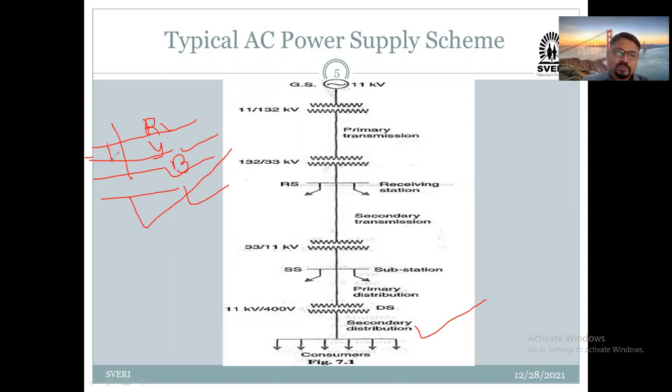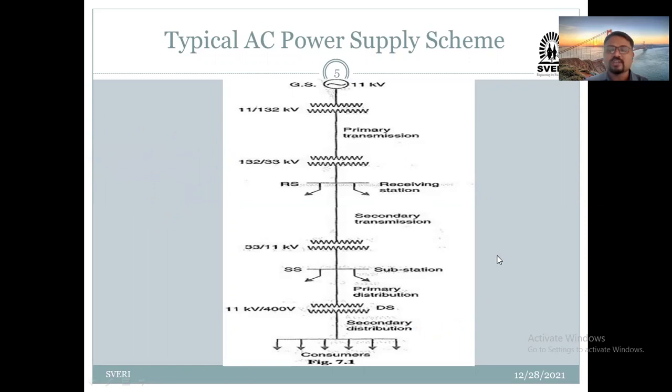If you take any two phases, how much voltage will be there between them? How much is it there? Yesterday I told you, 400 volt. And if I take any particular phase and neutral, what will be that voltage? 230. Correct, it is 230 volt. You should be able to answer this in an MCQ.